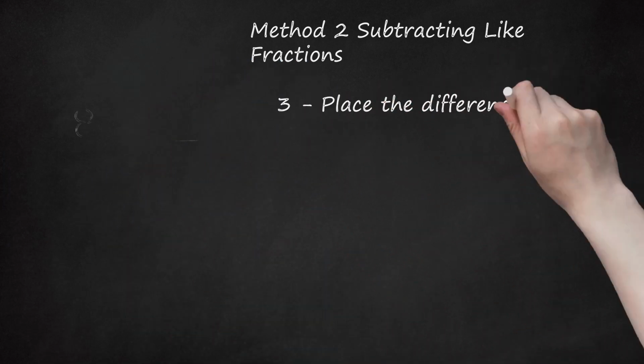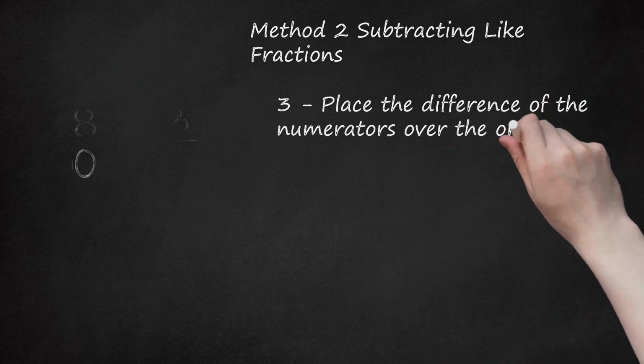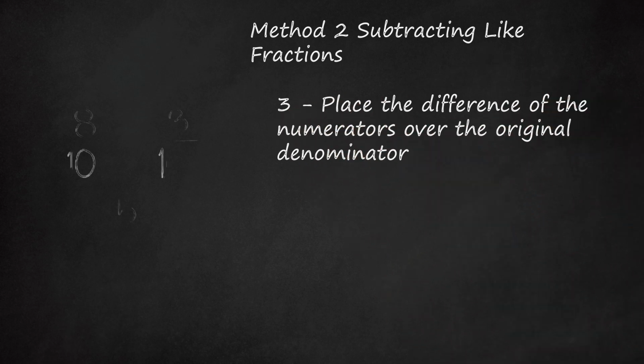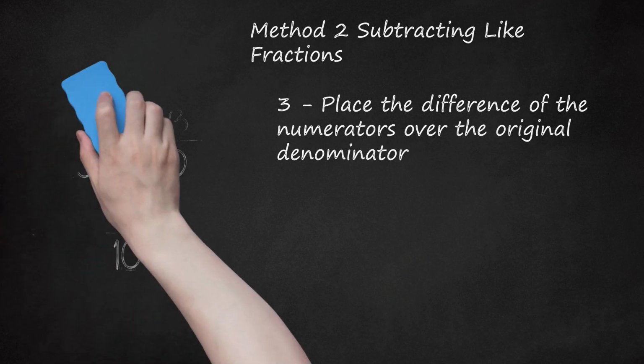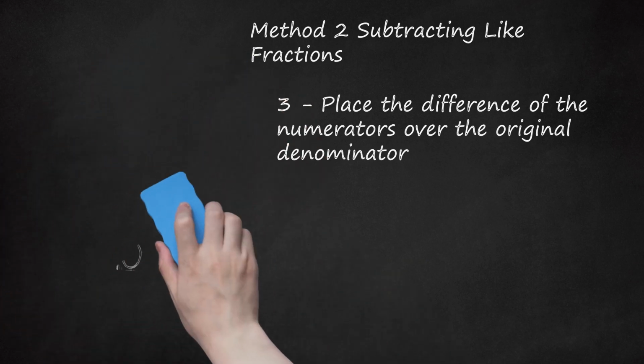3. Place the difference of the numerators over the original denominator. Do not subtract the denominators. For example, 8/10 minus 3/10 equals 5/10.